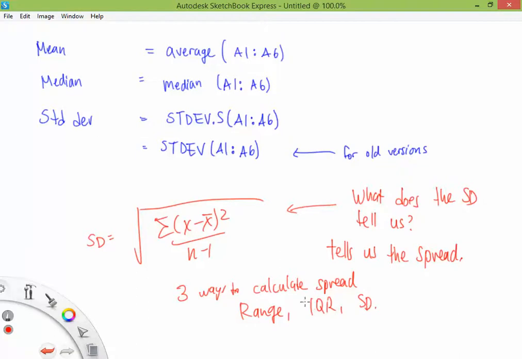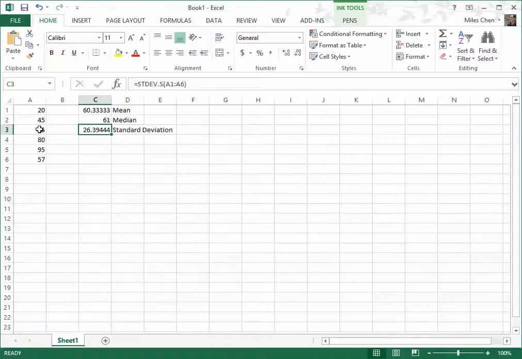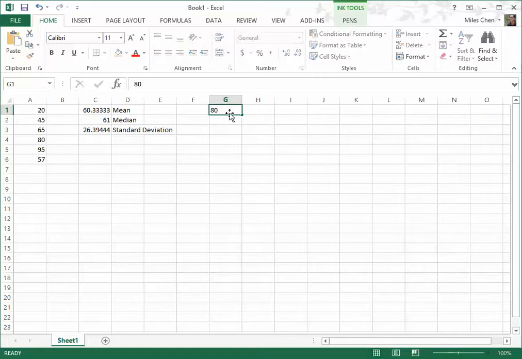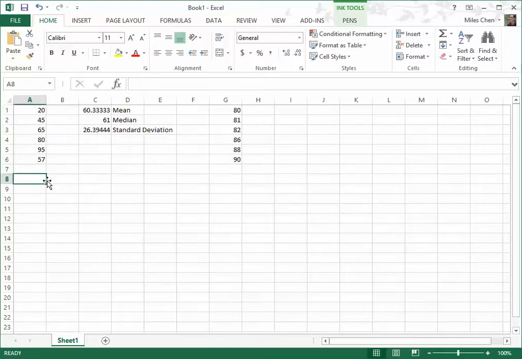These 3 things are just different ways to calculate the spread. The spread tells us how close together our numbers are, how far apart our numbers are. That's the idea. So let me just demonstrate, okay? Imagine these are scores here. Let's say we go to another classroom and the scores are 80, 81, 82, 86, 88, and 90. Which classroom has the larger standard deviation in test scores? So this is class 1 and class 2. Larger standard deviation.